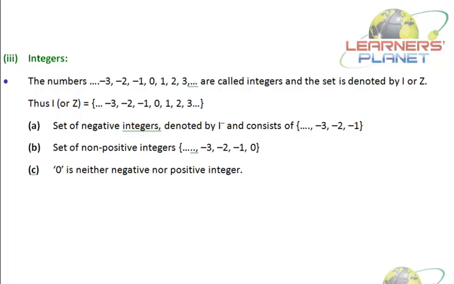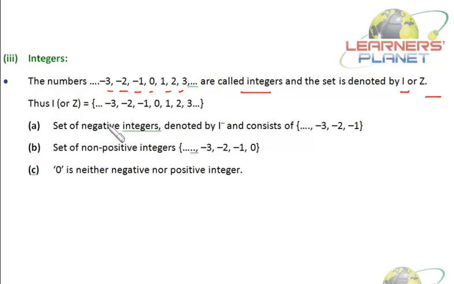Now let's see what integers are. The numbers, maybe I have taken an example over here, it's -3, -2, -1. These are called integers and the set is denoted by I or Z. Okay, now what precisely is an integer? What is the set of integers?